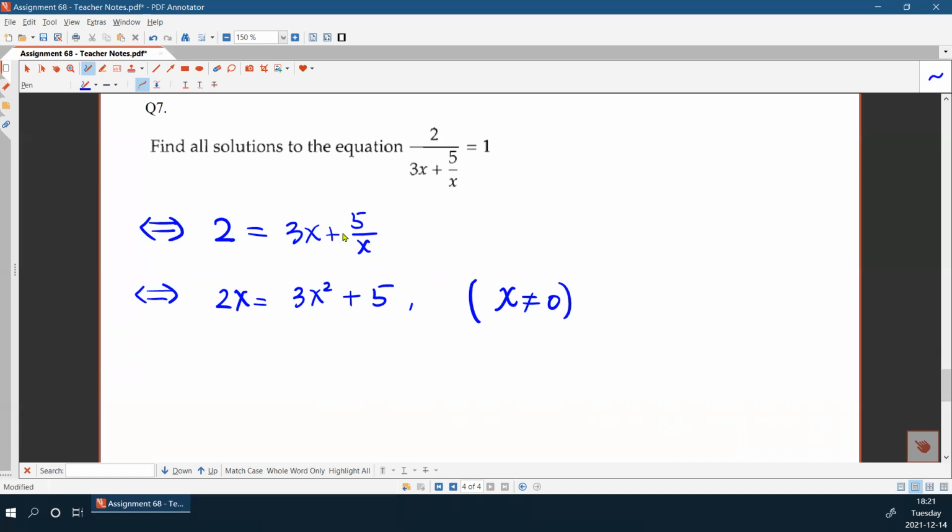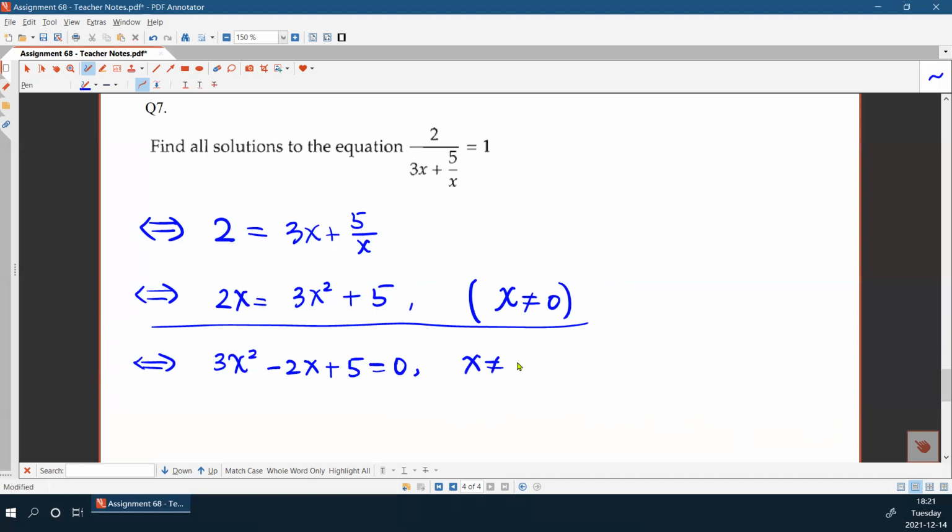That means the original equation is equivalent to this one. We can only solve this one. So this is equivalent to 3x squared minus 2x plus 5 equals 0, where x cannot be 0, right? And then we can just directly use the quadratic formula, right? Where a is 3, b is minus 2, and c is 5, right?